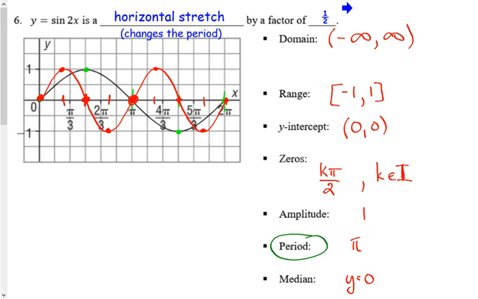Here's what I get for those characteristics for number 6. Anybody have a question with these? Yes. How do I figure out the zeros? So as a general rule, what I'll do is I'll find the smallest positive zero if I can, or in this case, it's right at 0.